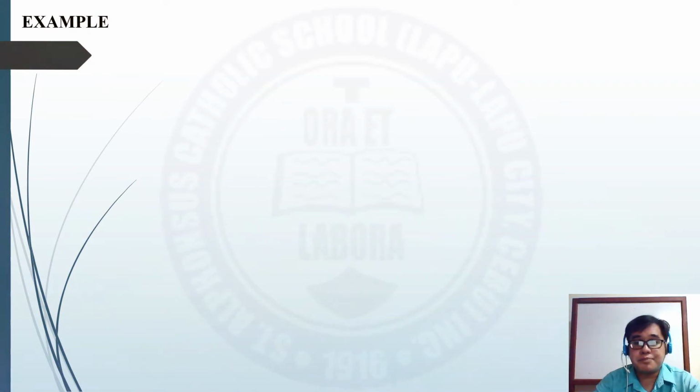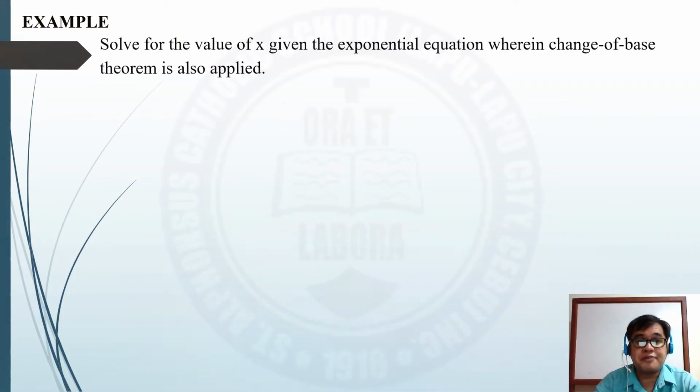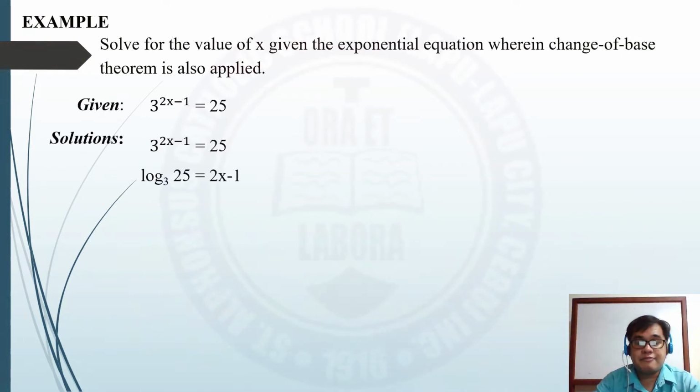Here is another example, but this time we are going to solve for the value of x given the exponential equation, wherein the change of base theorem is also applied. So this is the given, and here are the solutions. First, we are going to write the given, and then this given should be transformed into the logarithmic form. So we have the logarithm of 25 to the base 3 is equal to 2x minus 1.